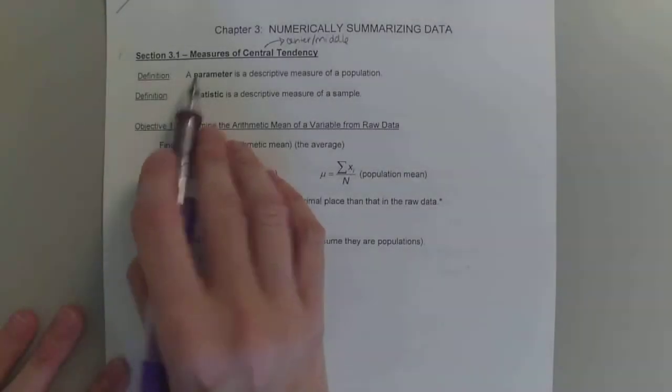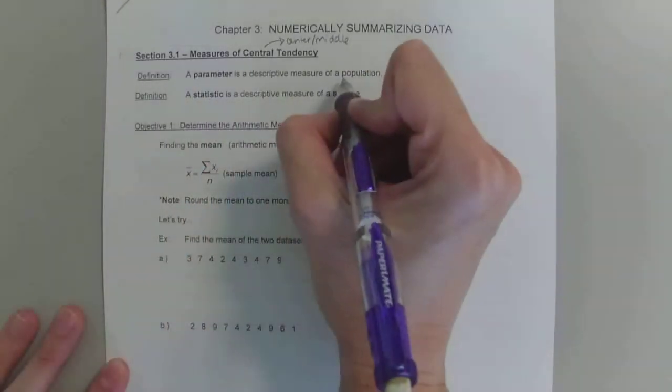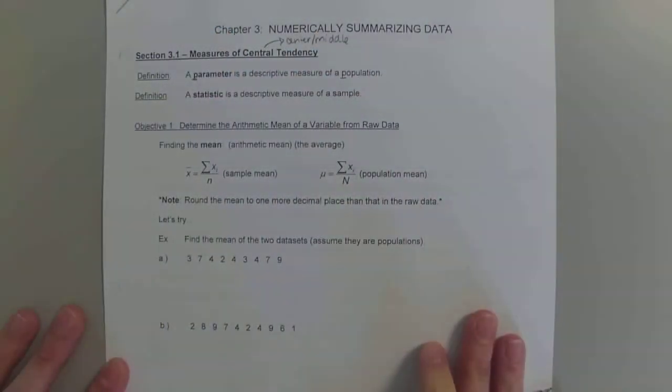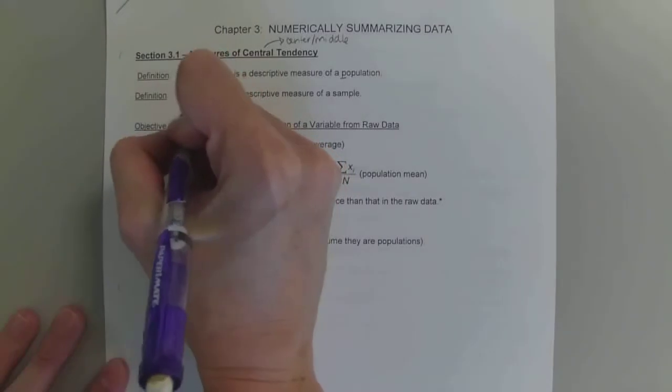So 2 quick definitions that are just reminders. We've already seen these definitions. A parameter is a descriptive way to measure a population. Remember the P's go together? And a statistic is a descriptive way to measure a sample. Why are they reiterating that? Because in chapter 3, this is where we notice that.